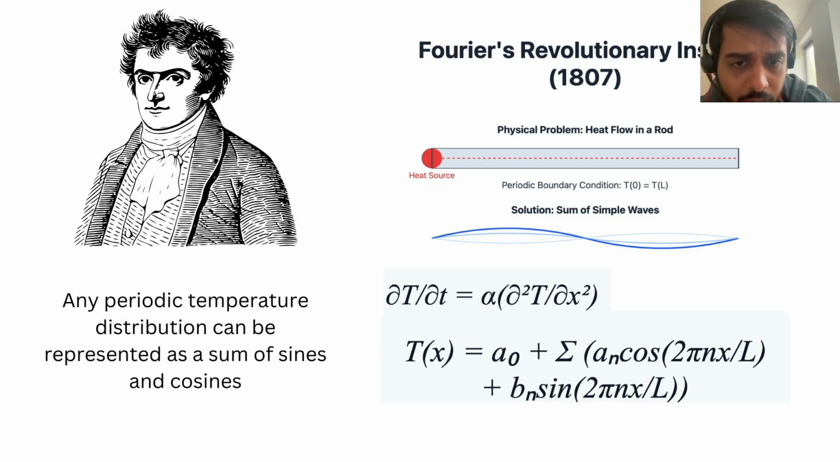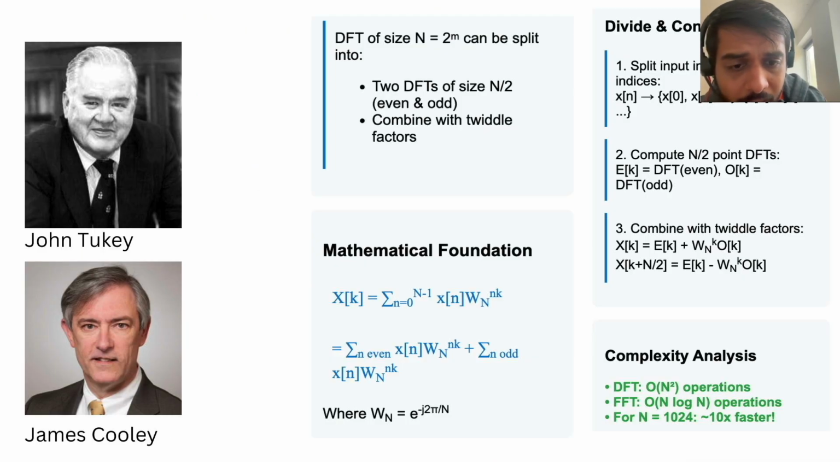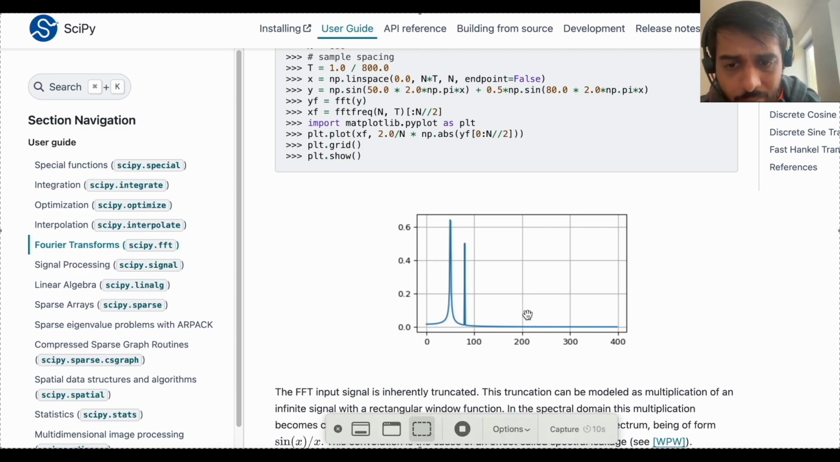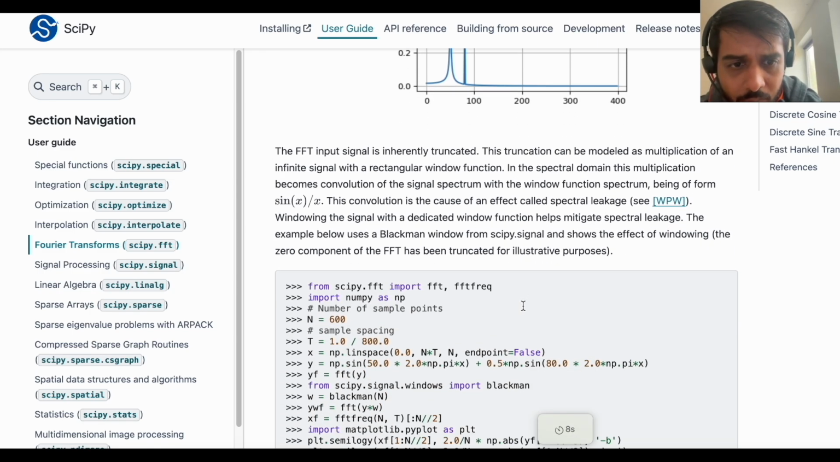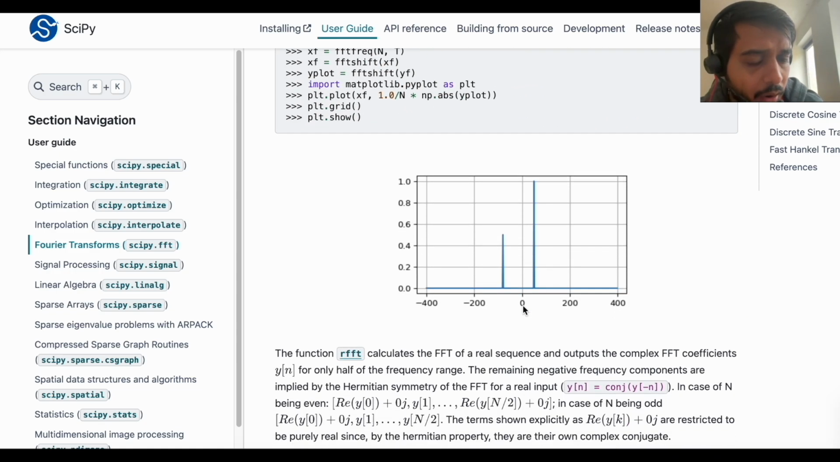The original Fourier series was designed for periodic functions, but as the field of analysis evolved, the concept was extended to non-periodic functions. This led to the development of the Fourier transform. We will also talk about the Cooley-Tukey algorithm, which was found in 1965 and is implemented in SciPy. We will also discuss the discrete Fourier transform, and do some exercises in SciPy using the Fourier transform.